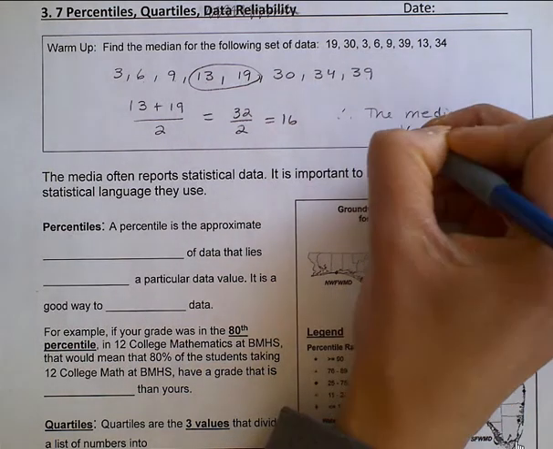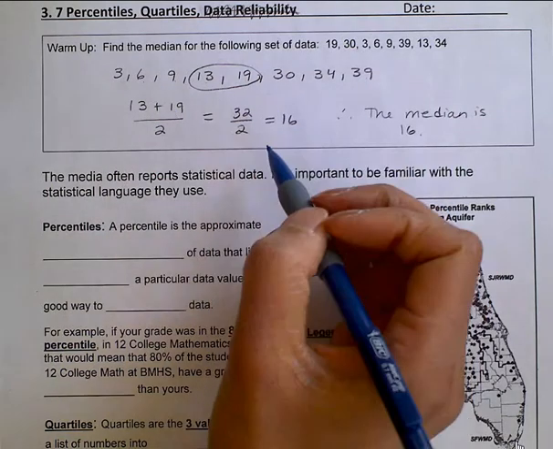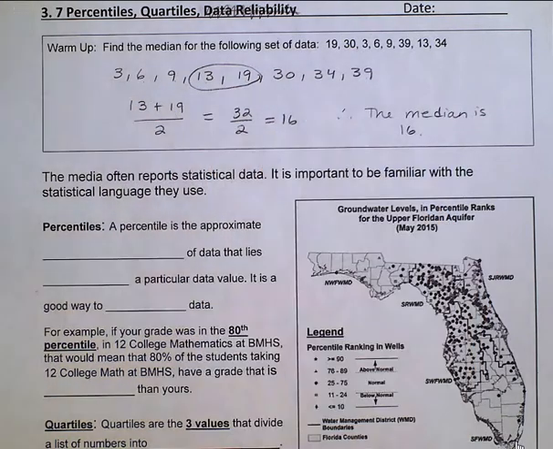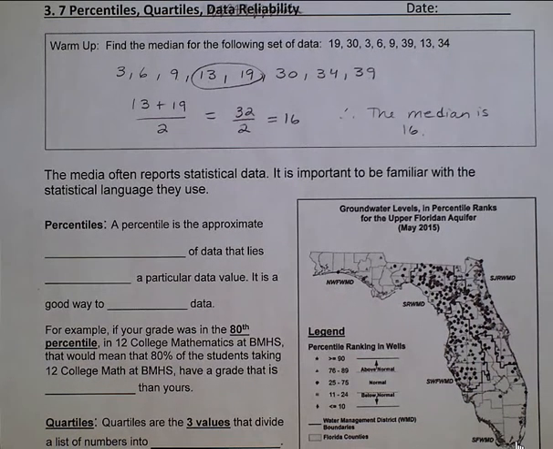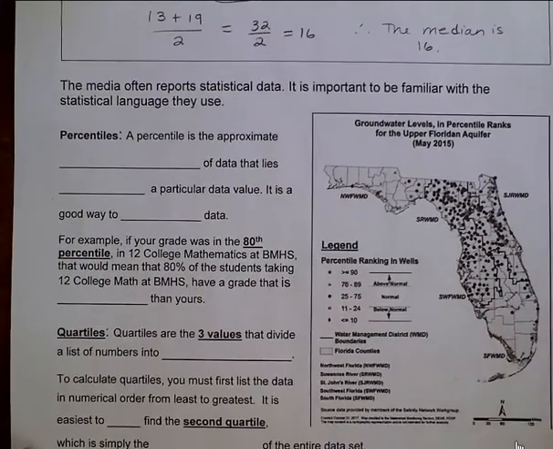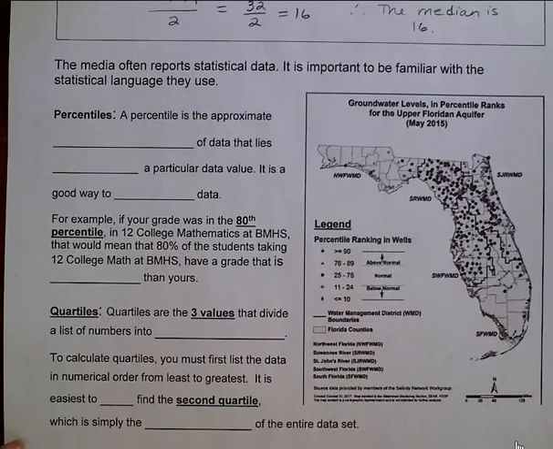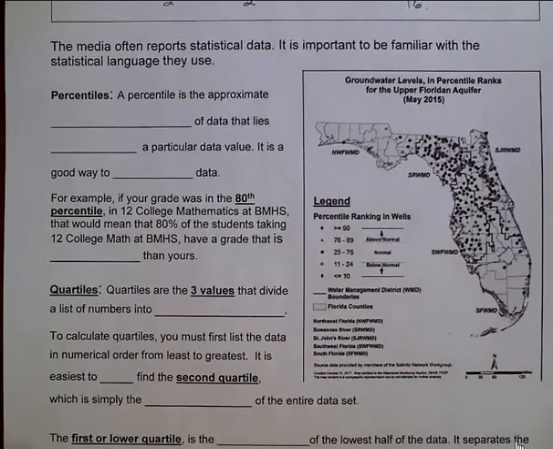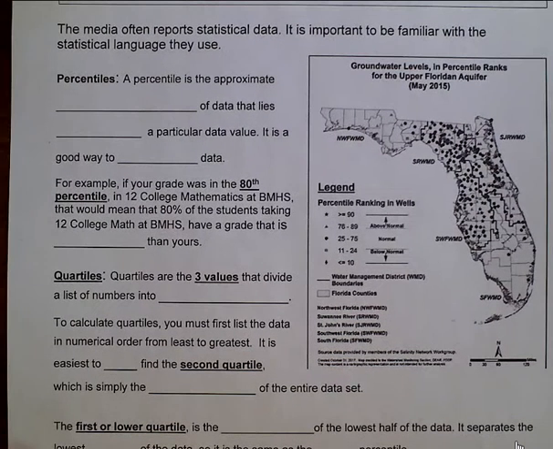So if there was an odd number of data, you would just pick the middle number after ordering it. So it's important to make sure you order the numbers from least to greatest before you start. The media, as we can see right now, often reports statistical data. It is important for us to be familiar with the statistical language that they use. So we're going to talk in this lesson about percentiles and quartiles.